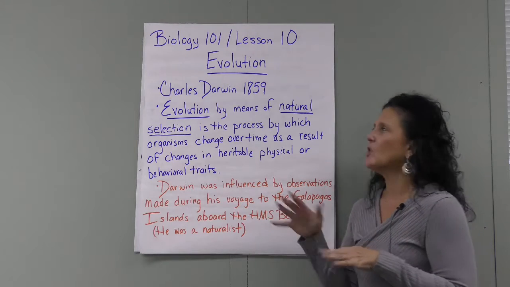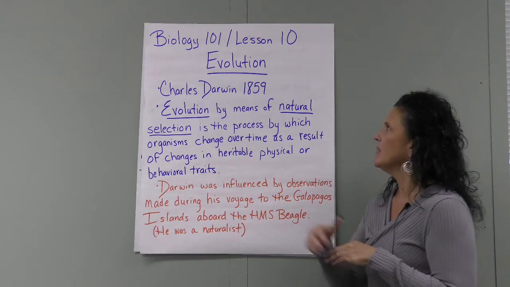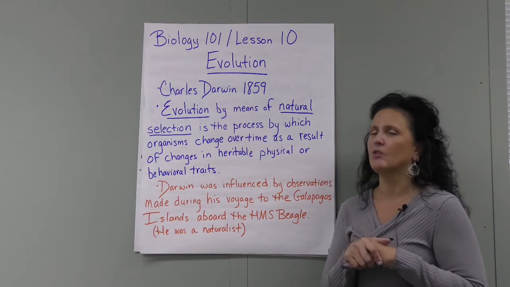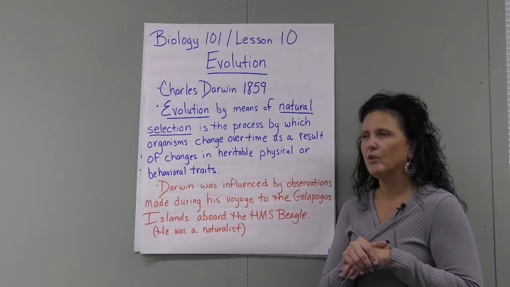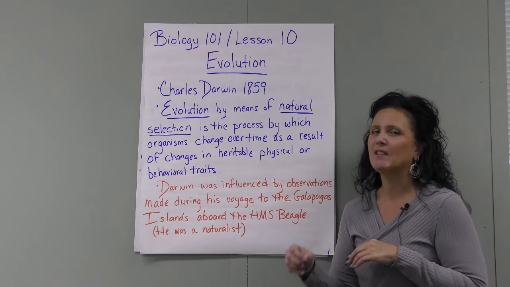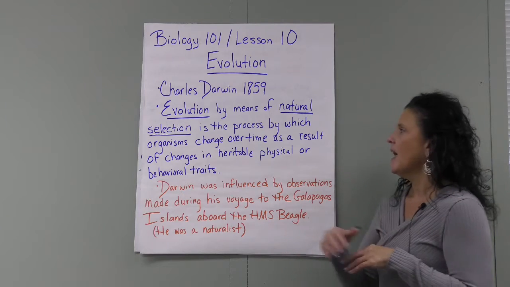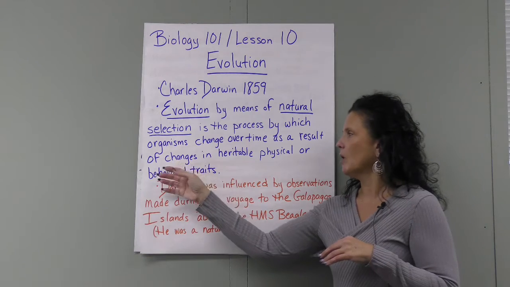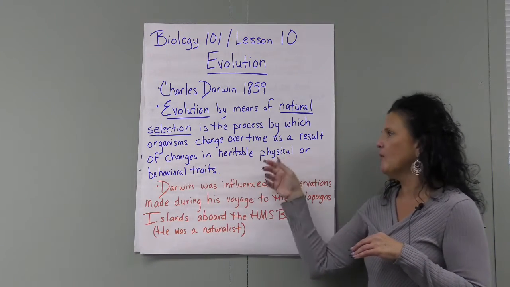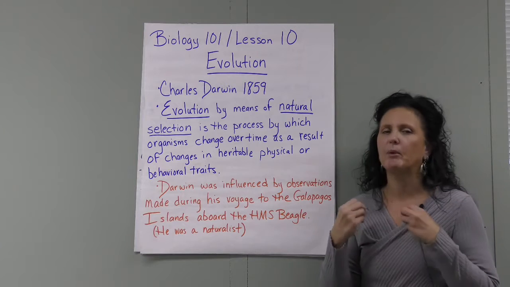I put Charles Darwin on here because he is the father of evolution, and he did most of his work in the 1800s, so we put the 1859 up there. What he referred to as evolution was evolution by means of natural selection. We're going to look at both of those processes, and that's how organisms change over time, through changes in their heritable physical or behavioral traits. Most of these would be traits that are inherited.